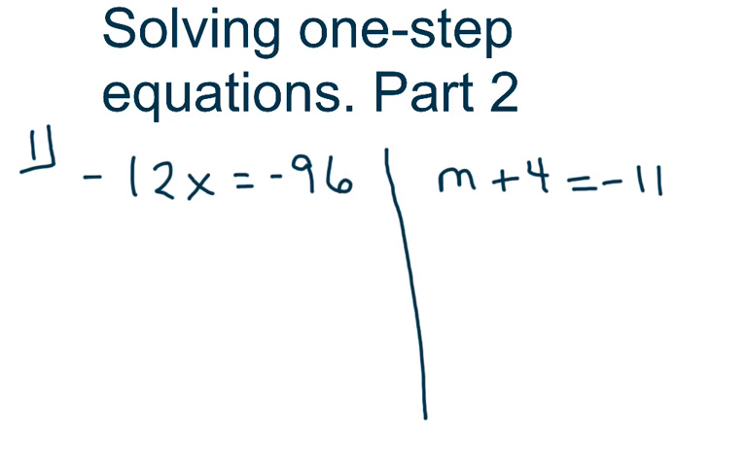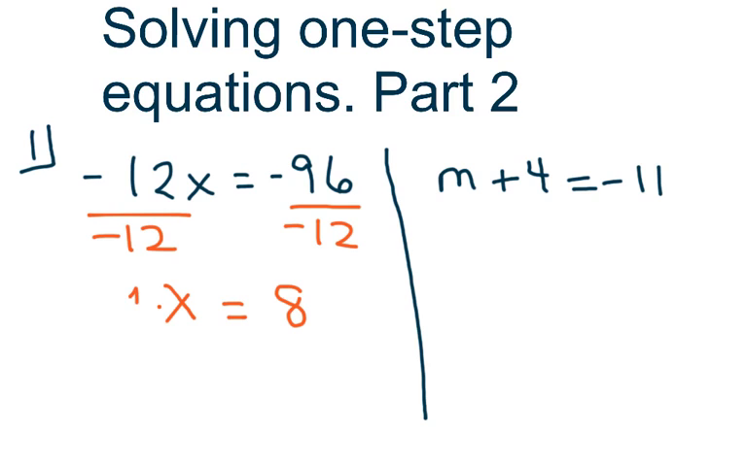We're going to divide both sides by -12 to isolate x. And when you divide, you get x equals 8. When you divide two negatives, you get a positive. This would actually be 1 times x, which is x. So our solution set is 8.